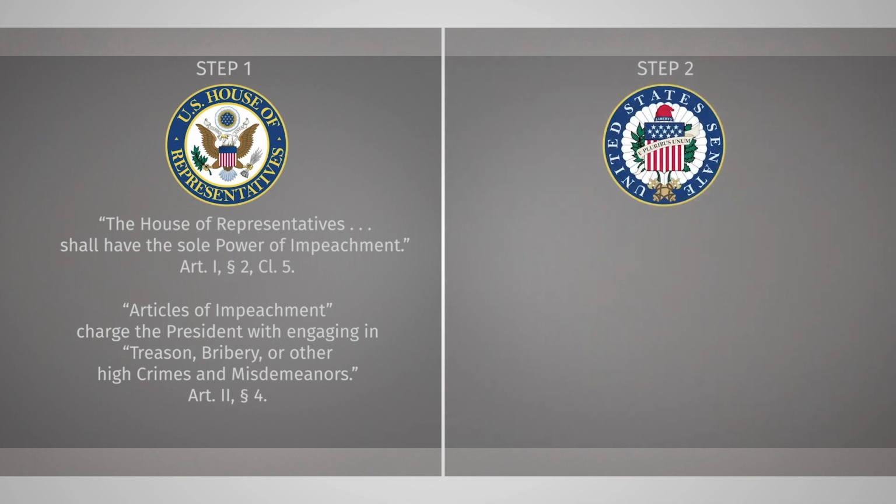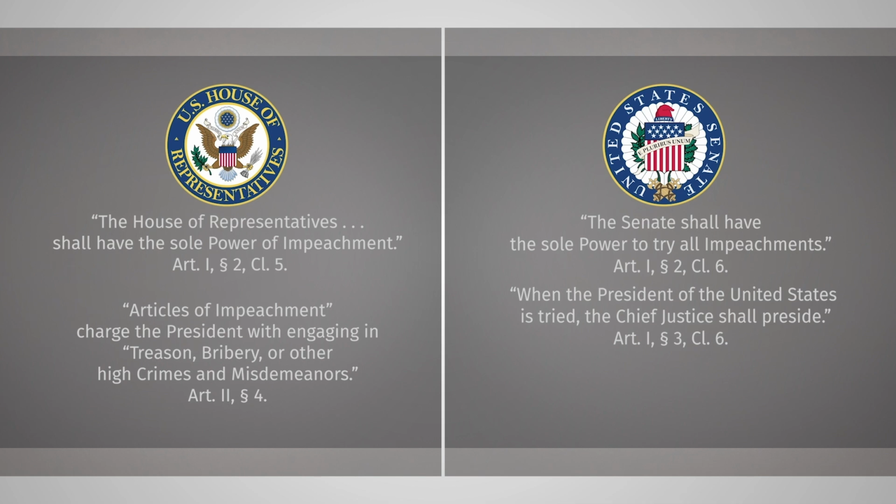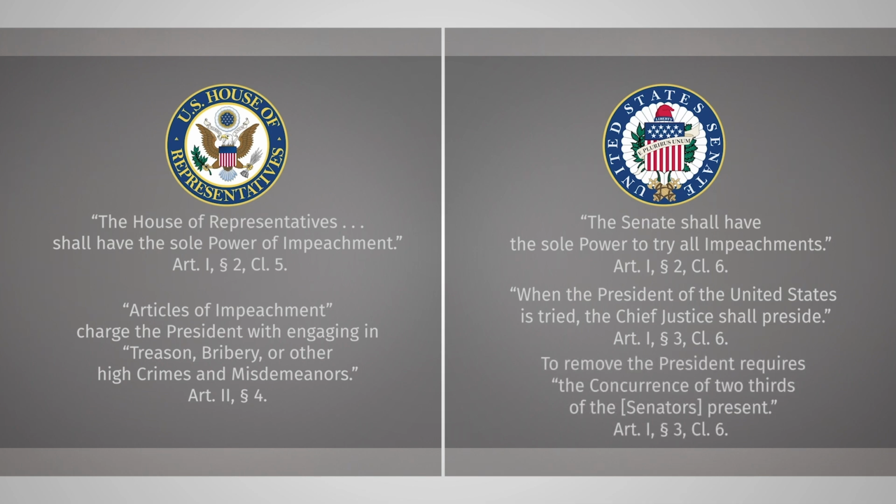Second, the Senate shall have the sole power to try all impeachments. After the House impeaches the president, the Senate functions as a court where the president is tried. When the President of the United States is tried, the Chief Justice shall preside. Removing the president requires the concurrence of 2/3 of the senators present. Ultimately, the House would never vote on articles of impeachment of President Nixon. Less than 3 months later, Nixon would resign from office following the aftermath of the so-called Saturday Night Massacre.